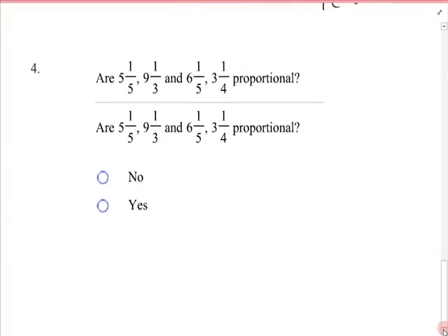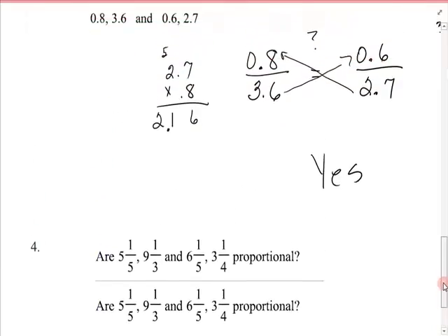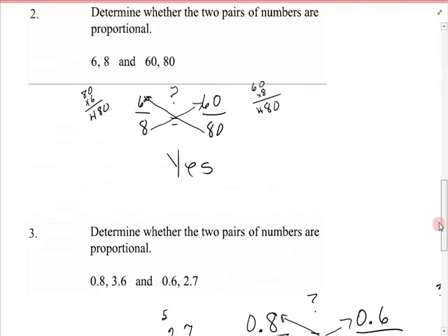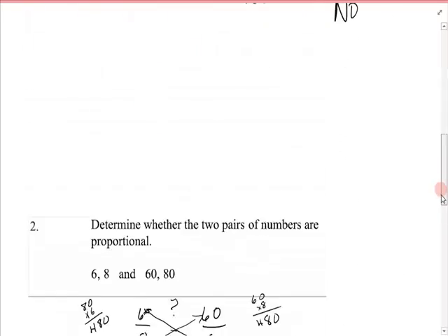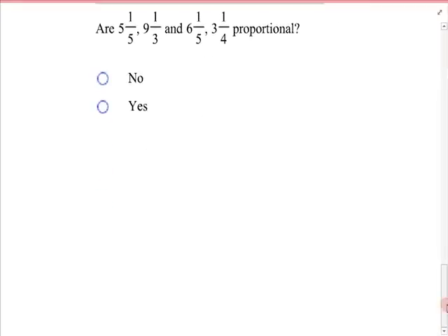This next one's going to take a little bit more space and work. Did I skip one? No? All right, let's look at this one. It says, is 5 1/5 to 9 1/3 the same as 6 1/5 to 3 1/4?